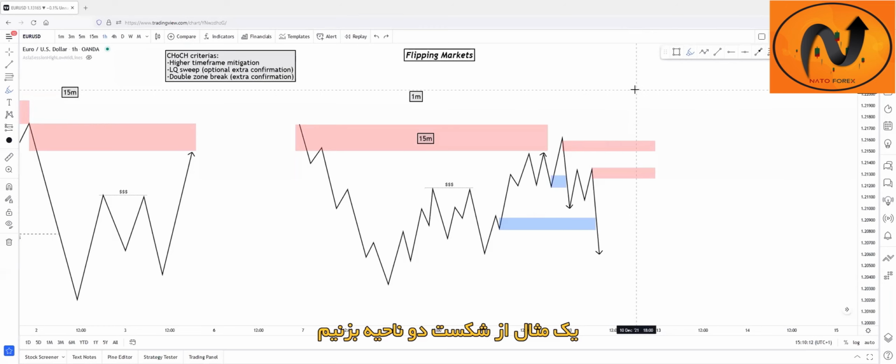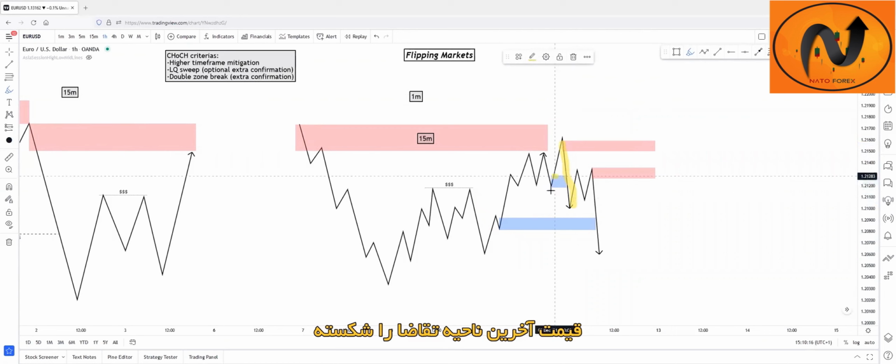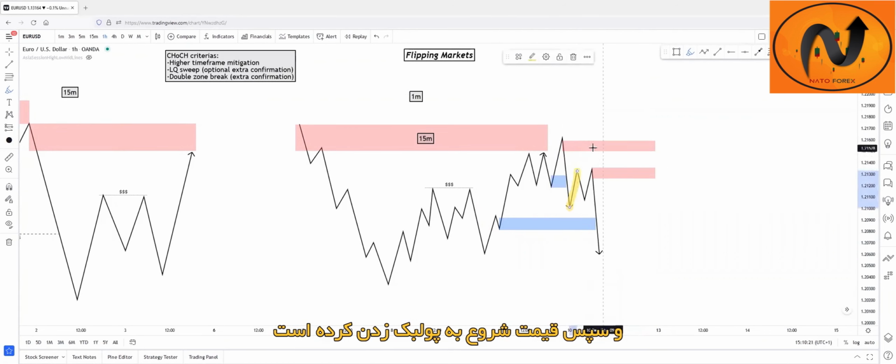Okay, let's see an example for the double zone break. So the scenario is the same. Price broke through the last demand zone, which is this one, created this supply zone. After this, price started to do a pullback here, but it couldn't mitigate the upper zone.